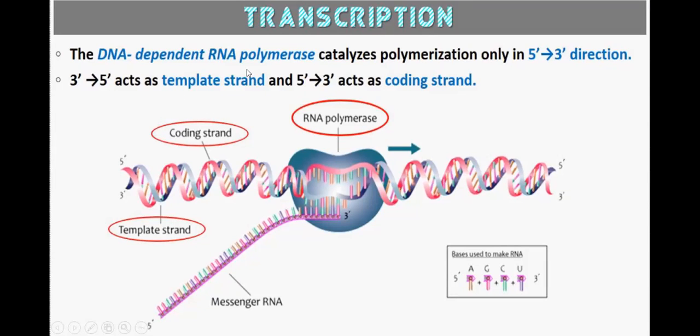The DNA-dependent RNA polymerase catalyzes polymerization only in the 5' to 3' direction. The 3' to 5' strand acts as the template strand, and the 5' to 3' strand acts as the coding strand. This is the template, 3' to 5', and this is the coding strand, 5' to 3'.